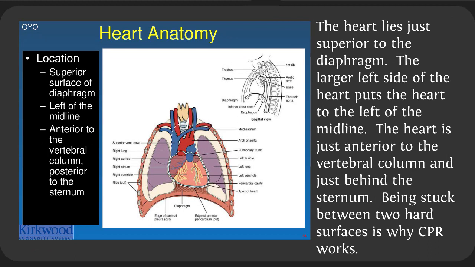The heart lies, so position, the heart lies just superior to the diaphragm. So diaphragm is right here. The larger left side of the heart puts the heart to the left of the midline slightly. The heart is just anterior, just in front of the vertebral column, and just behind the sternum right here. Being stuck between these hard bones of the sternum and the vertebral column is why when you press on the chest, you actually get some compression on the heart, and you can push blood out of it to perform CPR.